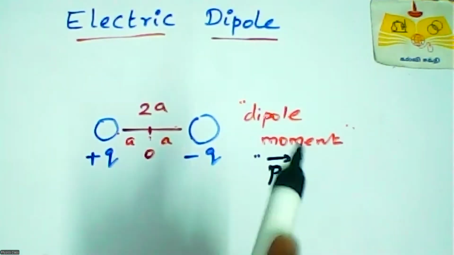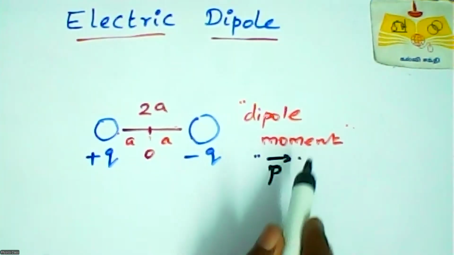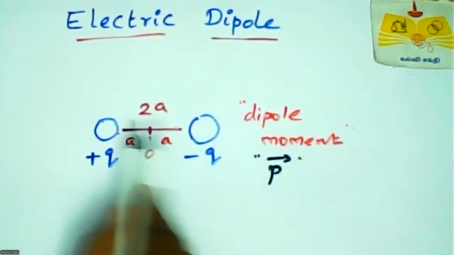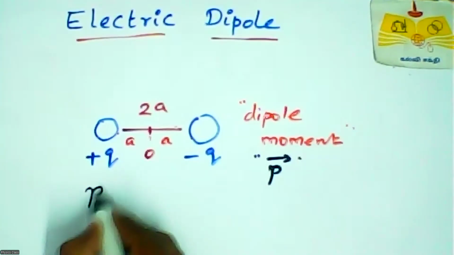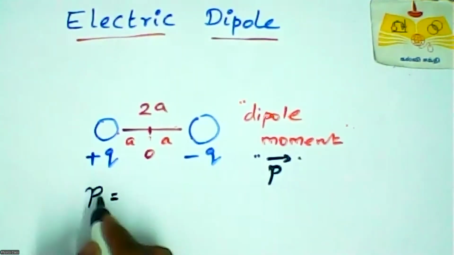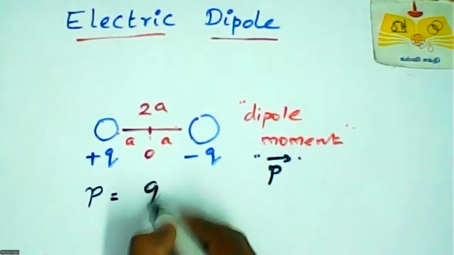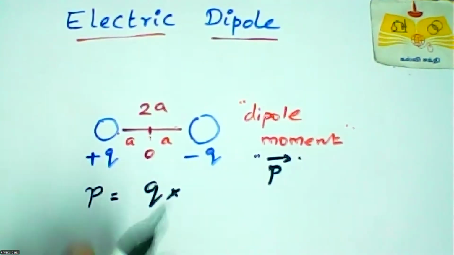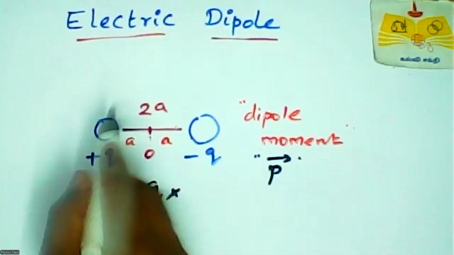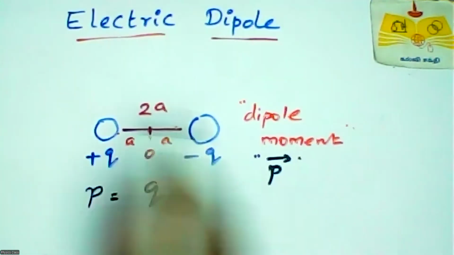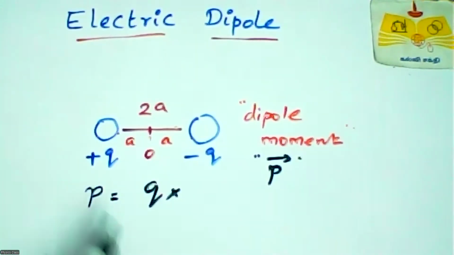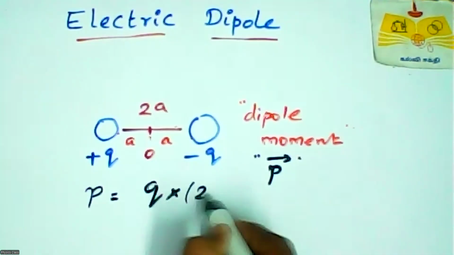Its magnitude is given by the product of the magnitude of any one of the charges and the distance between them. For example, the magnitude of the dipole moment is equal to the magnitude of any one charge, because already we know that equal and opposite charges, so the values are same. So 5 coulomb, minus 5 coulomb, 6 coulomb, minus 6 coulomb. So magnitude of the charges same. So p is equal to q into distance.